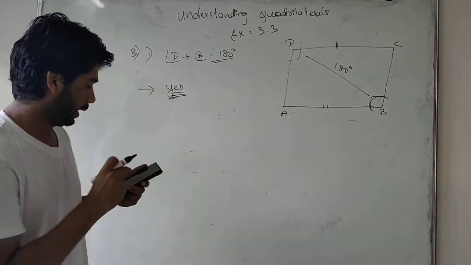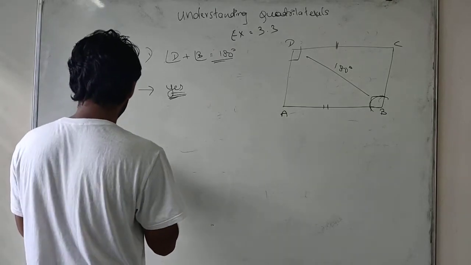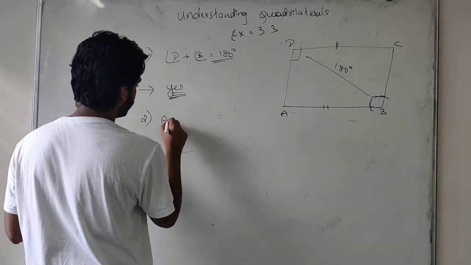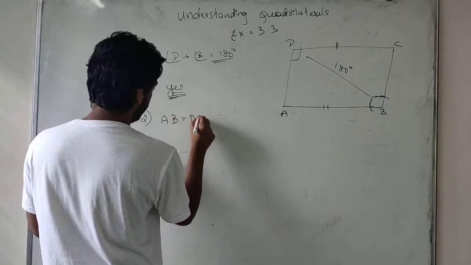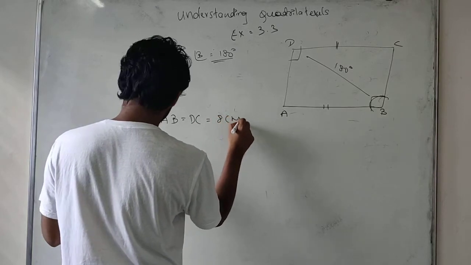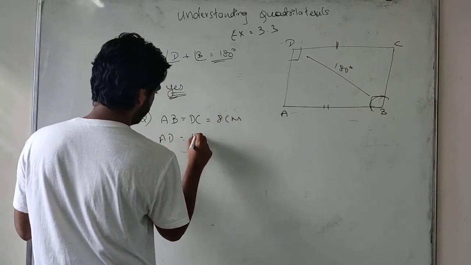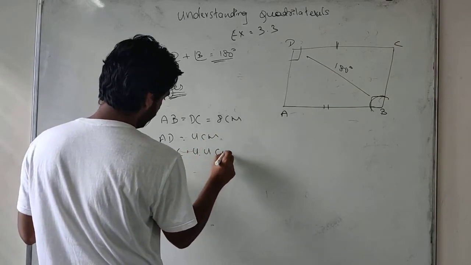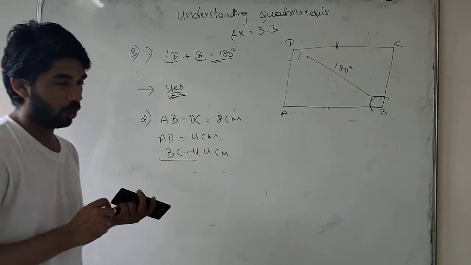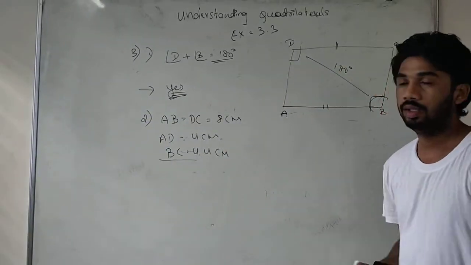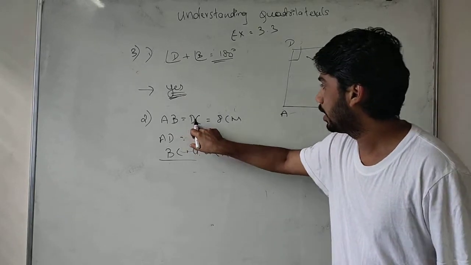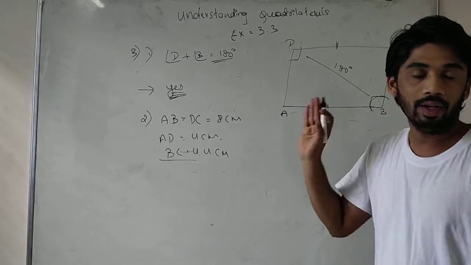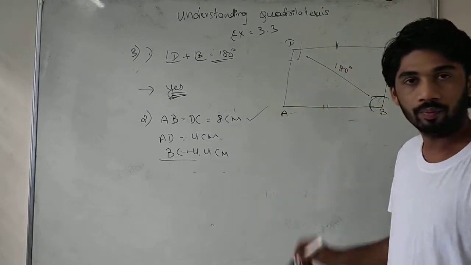Now the second question is, AB is equal to DC is 8 centimeters, AD is 4 centimeters and BC is 4.4 centimeters. Students, in this condition, is it possible to draw a parallelogram or not? See students, AB is equal to DC means this both length will be equal and parallel. Parallelogram condition. So the first condition is true.